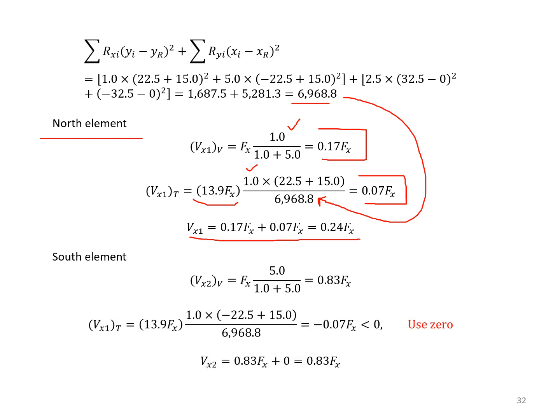How about the south element? Rigidity is much higher, so we ended up with much higher shear force. However, when we put in the effect of torsion, it turns out to be negative, therefore it's not considered. So we simply use whatever value you had in there as our shear force.